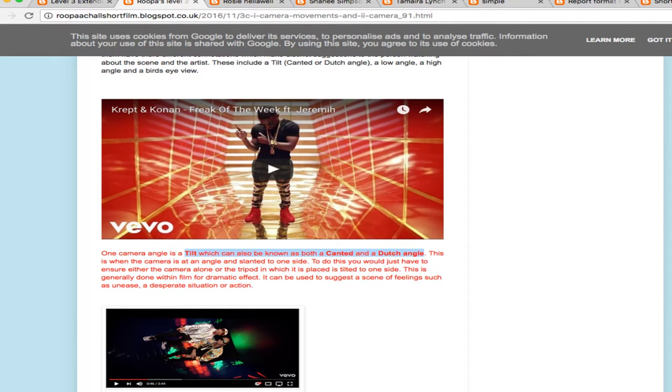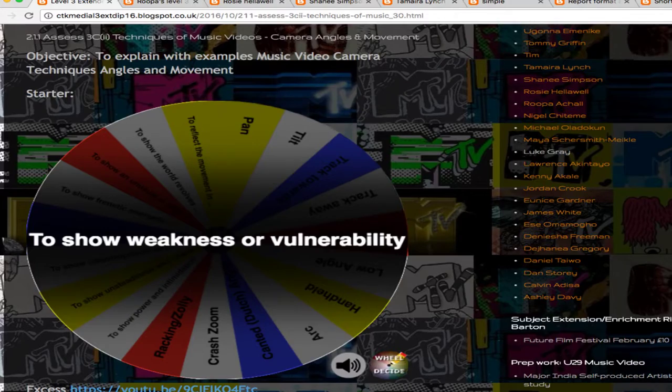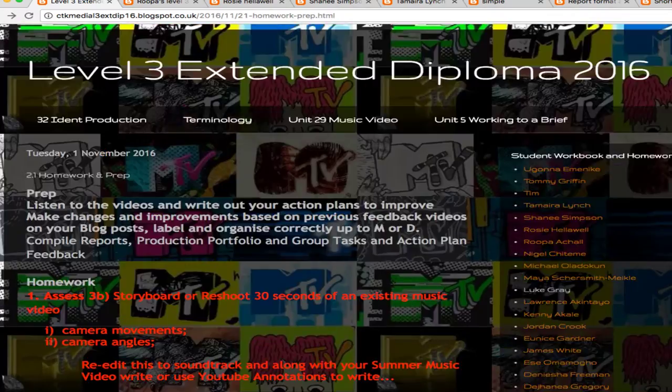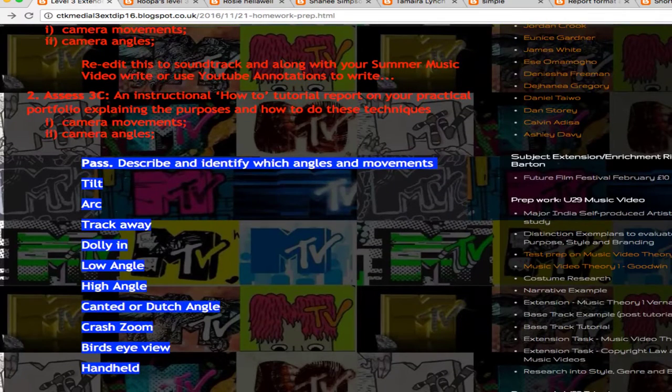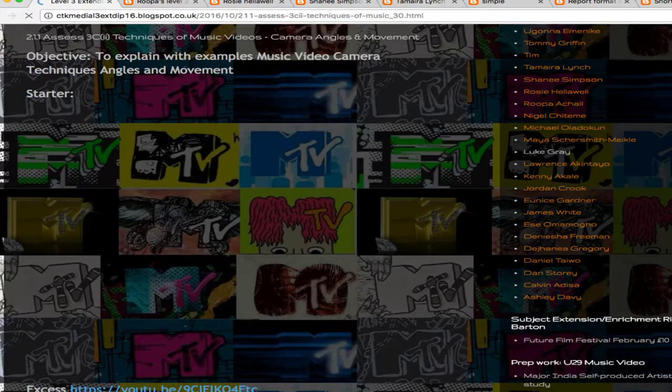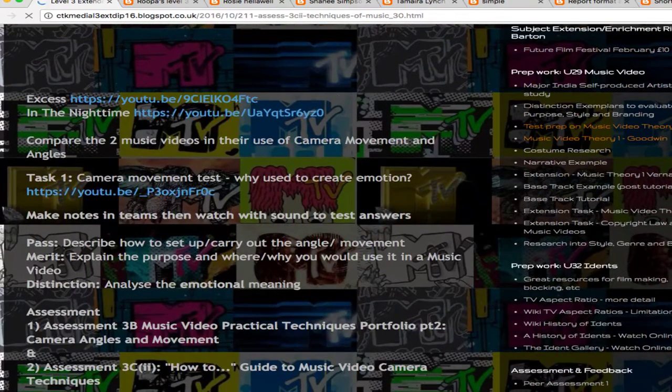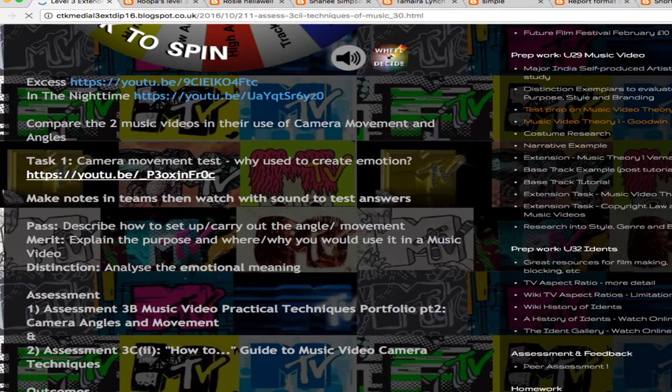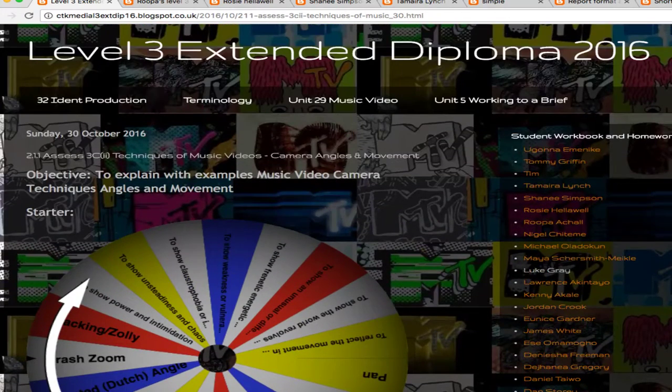What you would need to do is go through the list here that we had for the homework task, and you'll notice that a tilt is completely different here from a Dutch or canted angle. The resource that you will need for this, to remind you, is the thing here about camera movements, and it shows you what a tilt is. So I'd refer you back to that post under the lesson that we did at the end of October, 2.1.1 assessment 3C part 2.